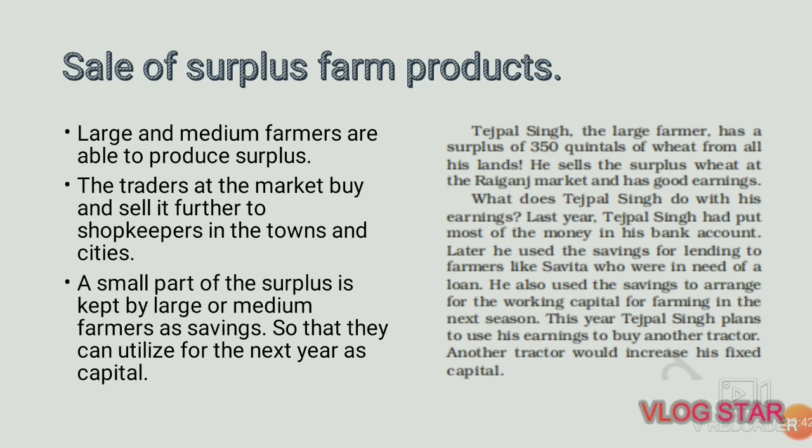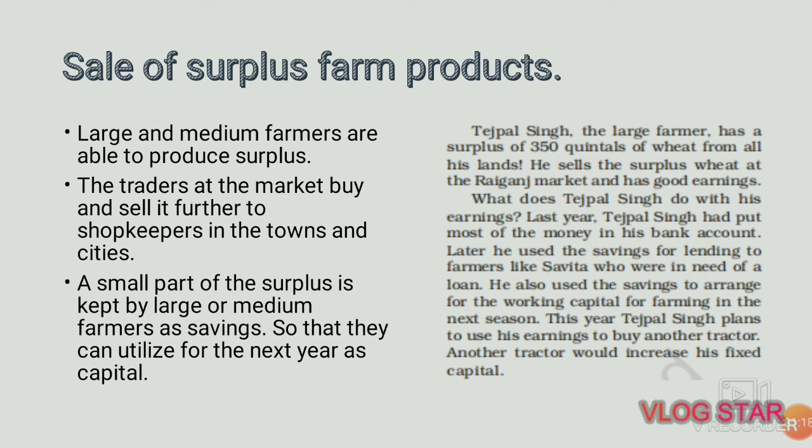Okay, so now can you tell me who will be able to get the surplus farm product? Obviously the large and medium farmers. So what they generally do is sell the goods to the traders, and these traders sell it to the shopkeepers in towns and cities. So a small part of surplus is kept by large or medium farmers as savings so that they can utilize it next year as capital.